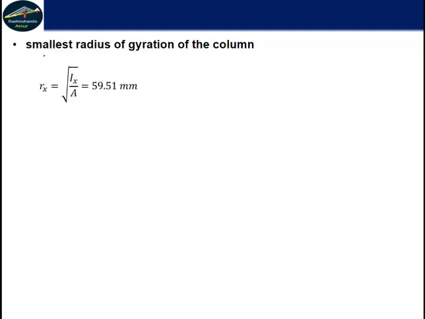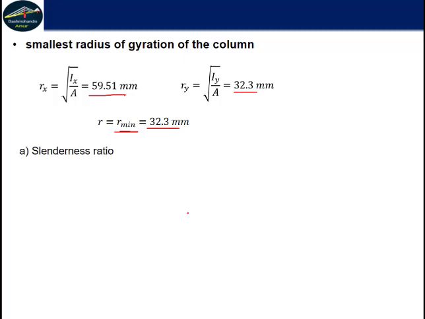Next, the property of cross-section: radius of gyration. We need the smallest radius of gyration, which corresponds to the smaller moment of inertia. So we calculate rx and ry. Since we need the smallest radius of gyration, r minimum is 32.3 mm. Finally, the first question asks us to calculate the slenderness ratio.